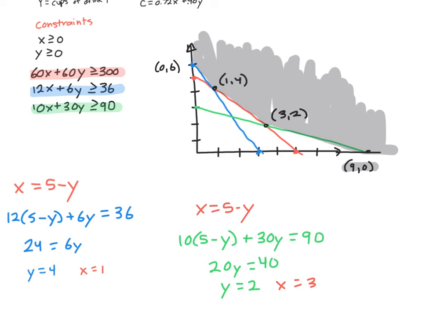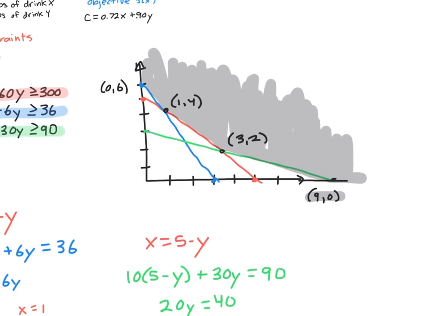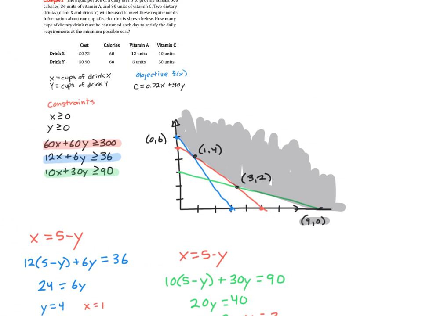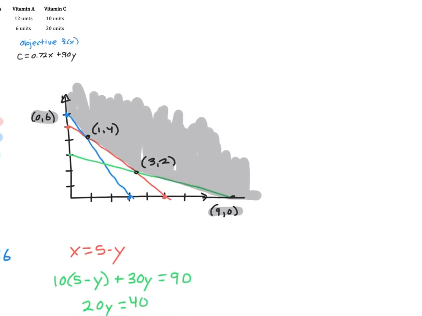Okay, so now we have our 4 coordinates to try. So we're going to substitute all 4 of those, here's our 4th one up here, into our objective function. So you do need to know that all 4 have been checked. So let's start plugging those in.